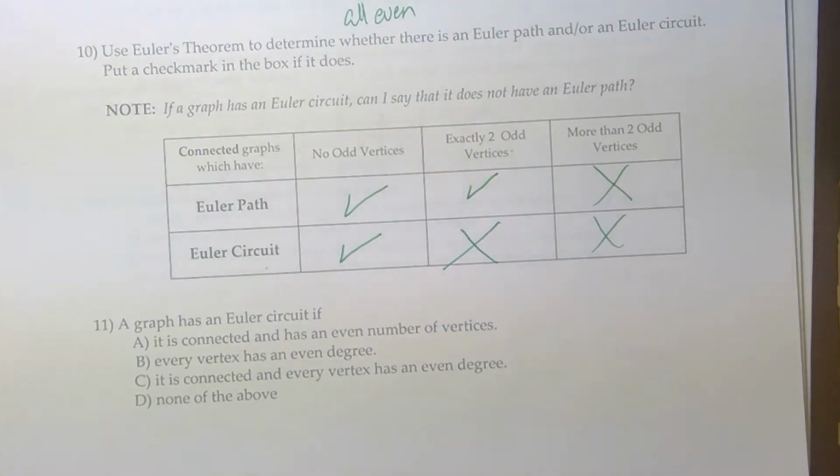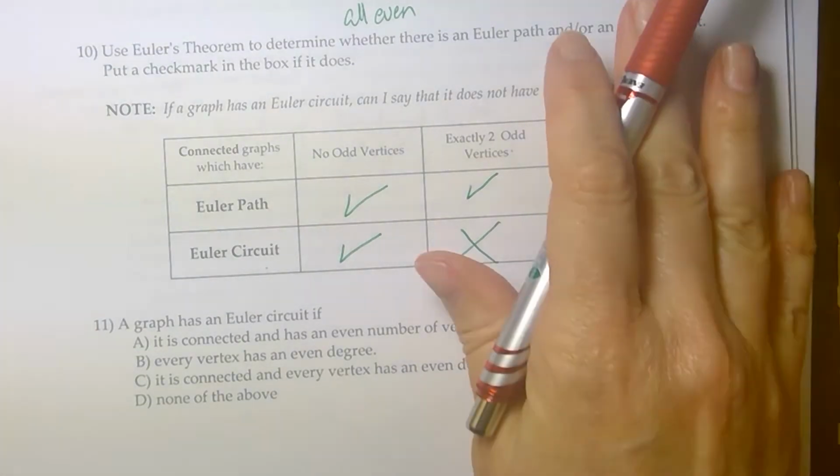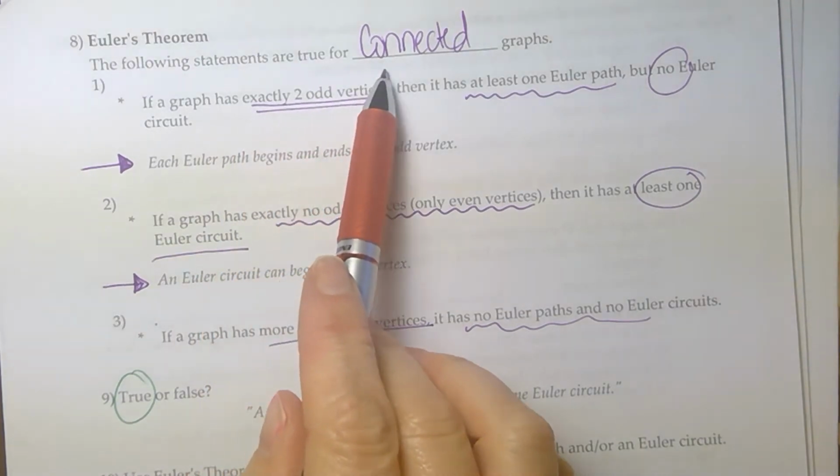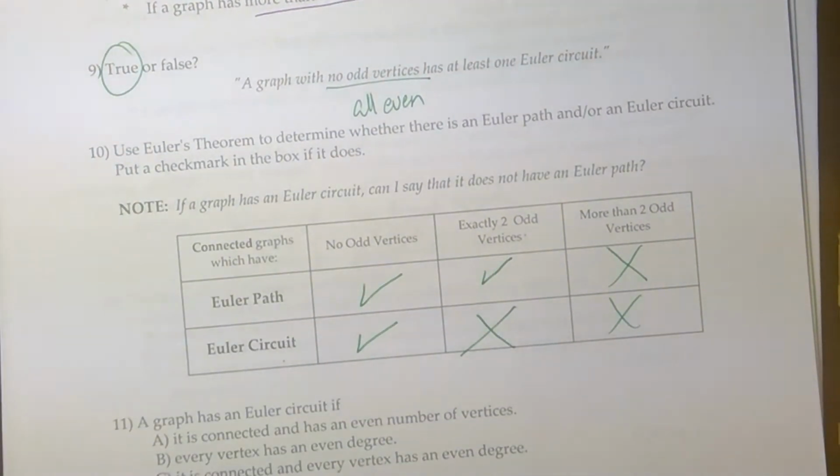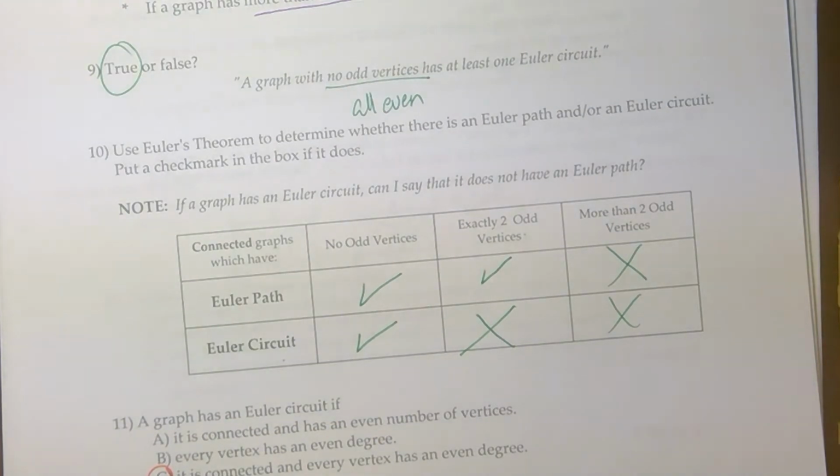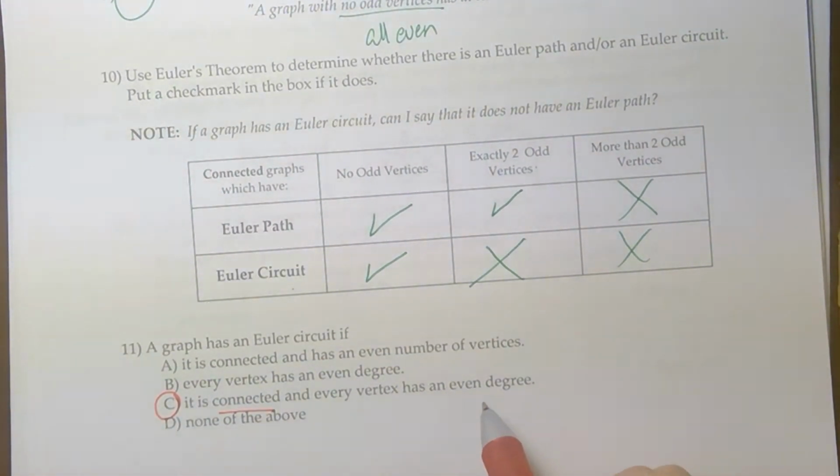What is the best answer for number 11? Now, I'm not a big fan of best answer questions, but this is definitely a best answer question. Read your 4 choices, and what do you think is your best answer here? Well, according to point 2 on our graph, if I have no odd vertices, so every vertex has an even degree, then I know I have an Euler circuit. But notice at the very top, when we started Euler's theorem, we pointed out that this is only true for connected graphs. So the best answer to this question is C. It is connected and every vertex is even degree.